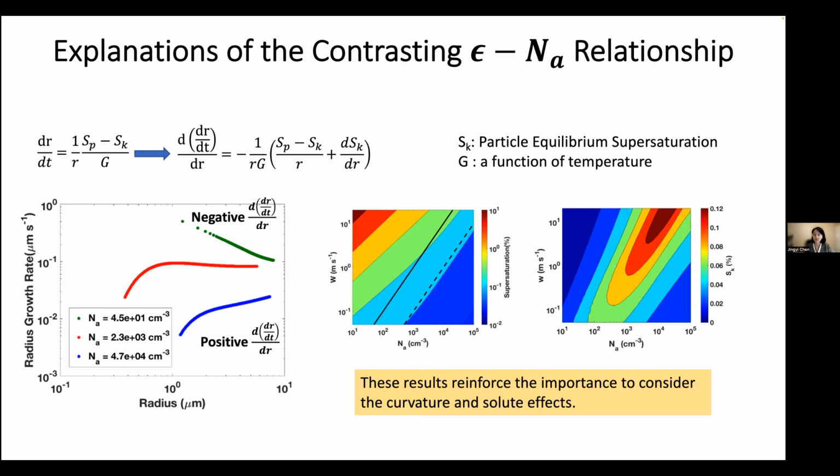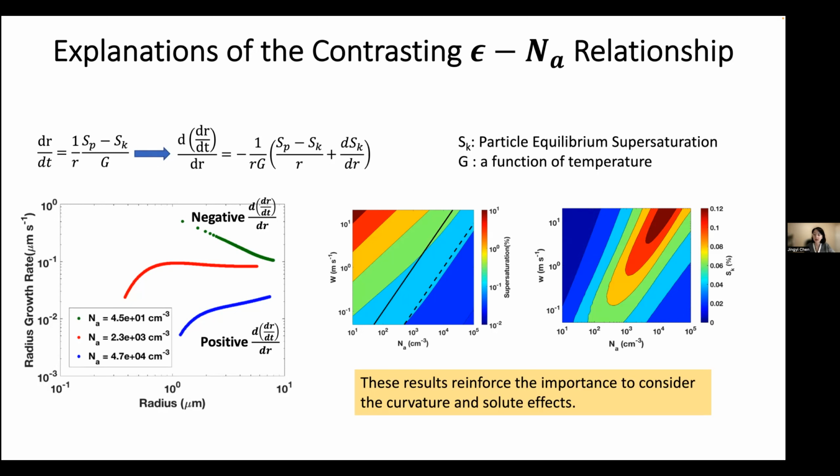In the aerosol limited regime, the parcel supersaturation SP is much larger than SK. Then the first term dominates, while in the updraft limited regime, the second term dominates and the positive derivative is caused. Thus, in the aerosol limited regime, the larger droplets retard in growth and the condensational narrowing occurs, so a narrower size distribution is caused. And in the updraft limited regime, we see the opposite trend.